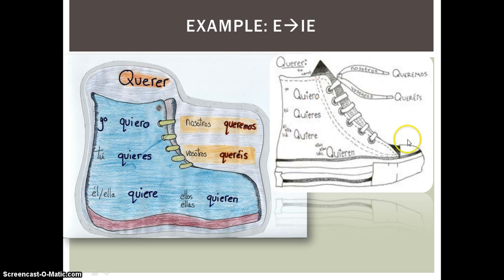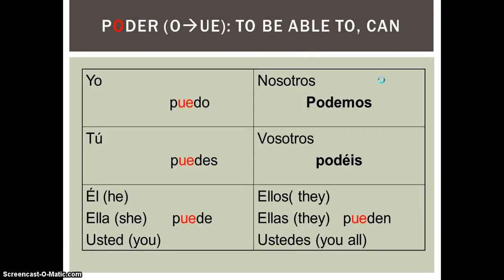So same forms, this is just a different way to see the shoe analogy. So quiero, quieres, quiere, queremos, queréis, quieren. And these all have the change, but nosotros, vosotros do not. That's an E to IE example. O to UE, puedo, puedes, puede, podemos, podéis, pueden. So change for these 4, but no change for these 2.